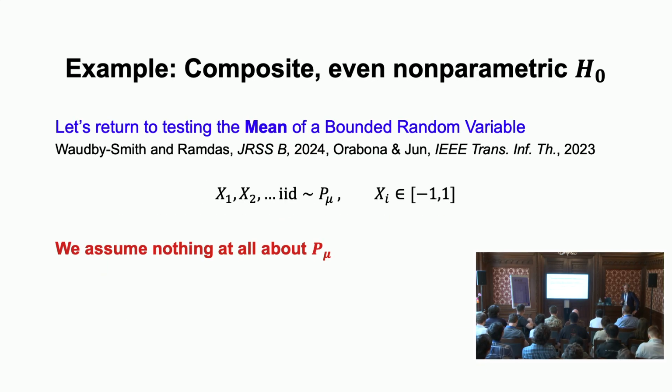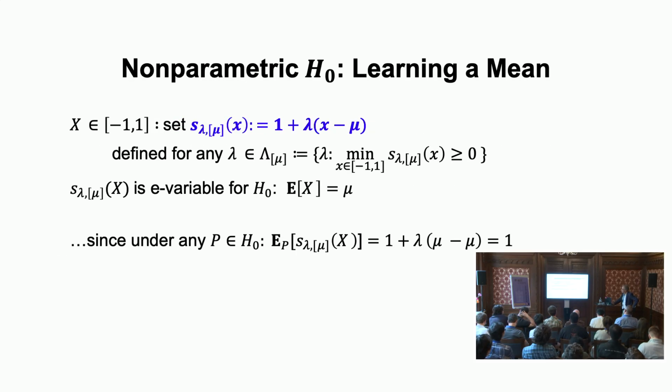So now we go back to testing the mean of a bounded random variable. We don't assume anything; our null is that the distribution of these outcomes is IID under some distribution with mean mu, and we don't assume anything at all about it otherwise. Discrete, continuous, a mix, could be anything. So again, we set our e-variable for an individual outcome as 1 plus lambda times (x minus mu). This must be an e-variable because its expectation is 1.